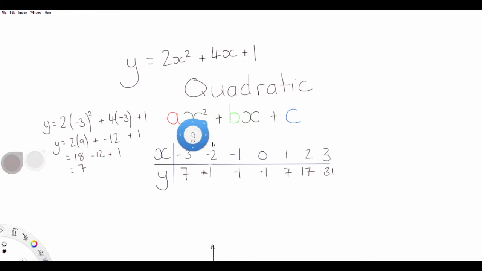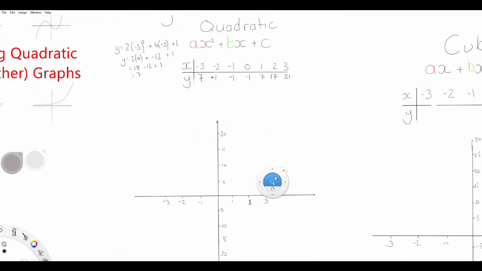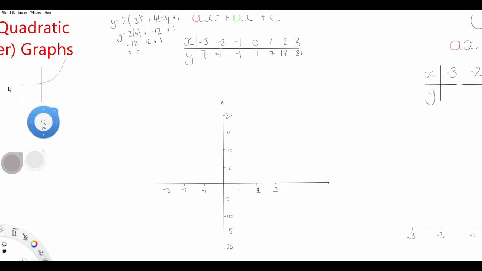So let's draw them on. I've drawn some axes here. Now you want to draw the axes with the correct scaling that's going to allow you to put the points on. You might see that 3 and 31, that's not going to fit on my axes, but we're not going to worry about that too much. We'll still get the general shape that we want to look at. So let's plot those points on.